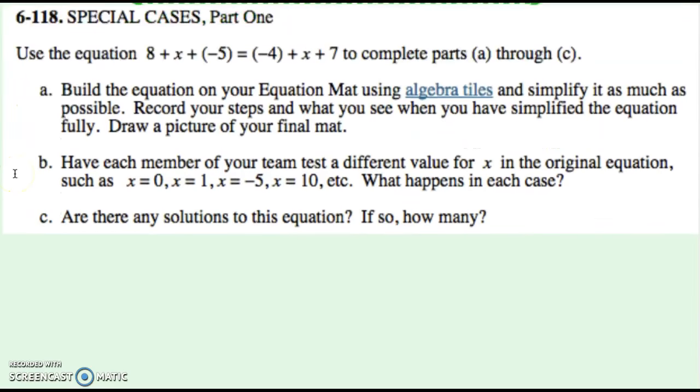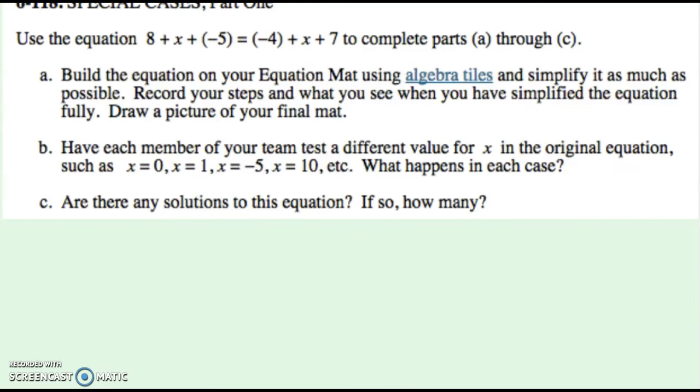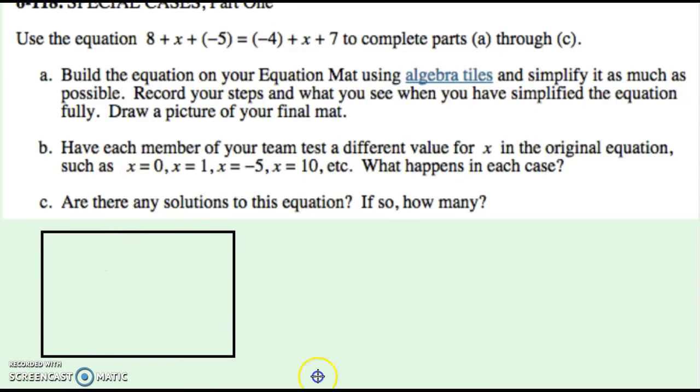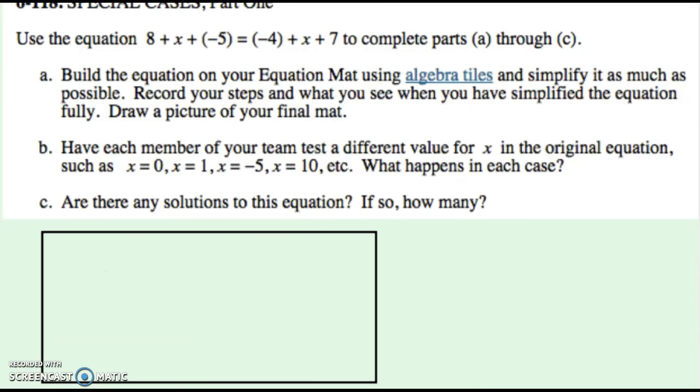Okay, so the first thing I'm going to do is start by drawing an equation mat. If you remember, we have to put an equal sign in between here because we're saying this side equals the other side. Make a big equal sign. All right, and then I need to draw 8 plus x plus negative 5 on my left, and then negative 4 plus x plus 7 on my right.